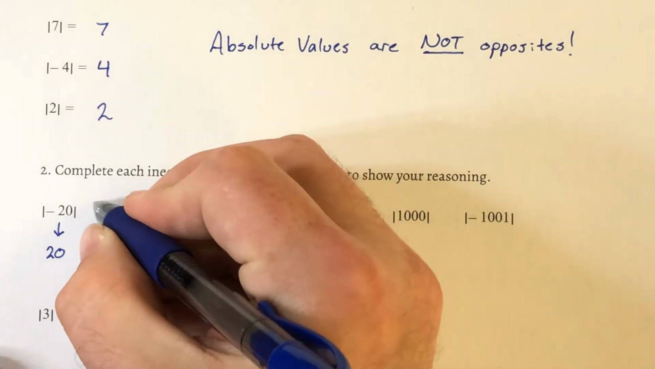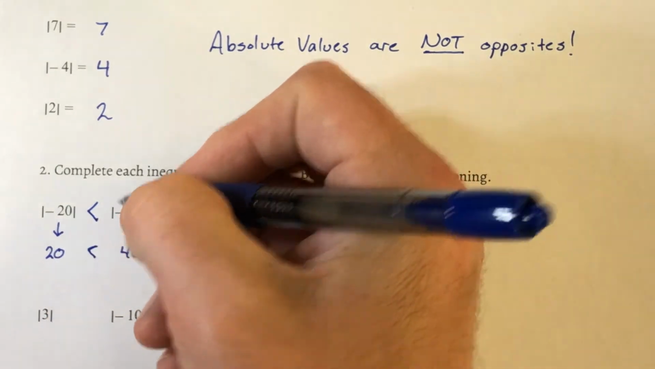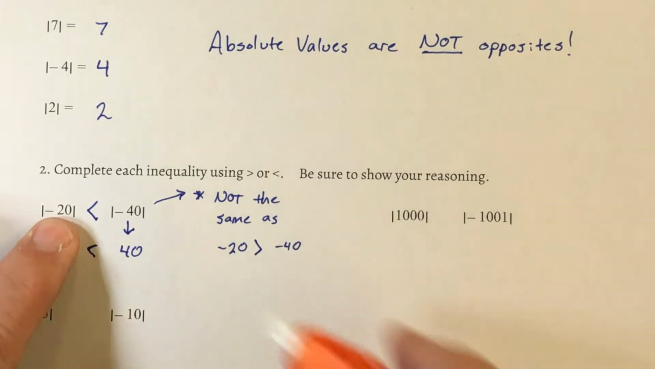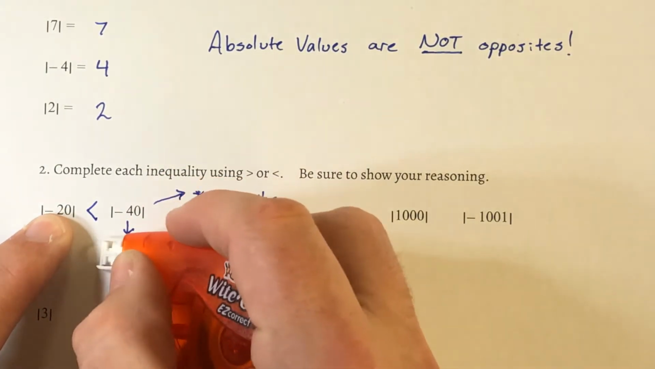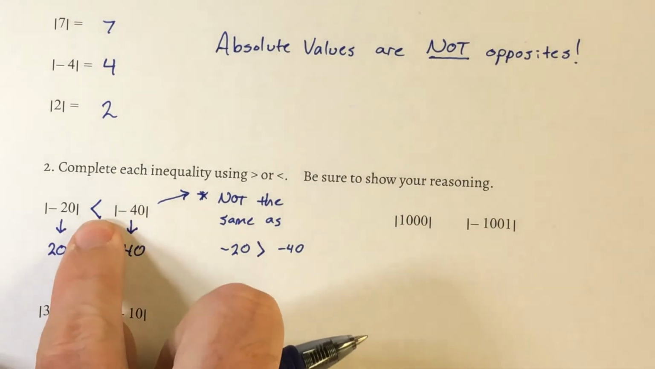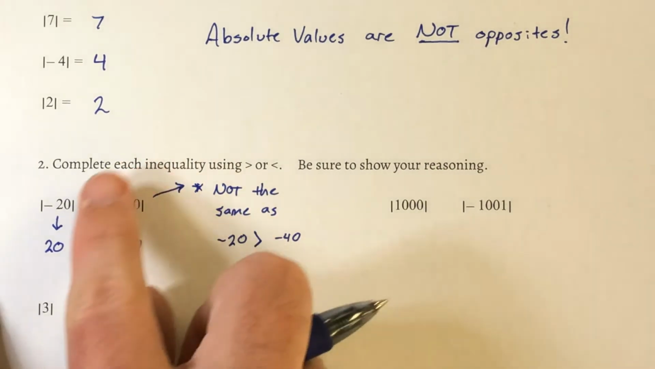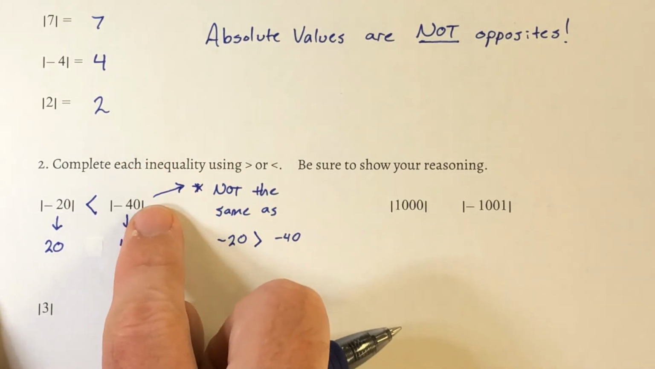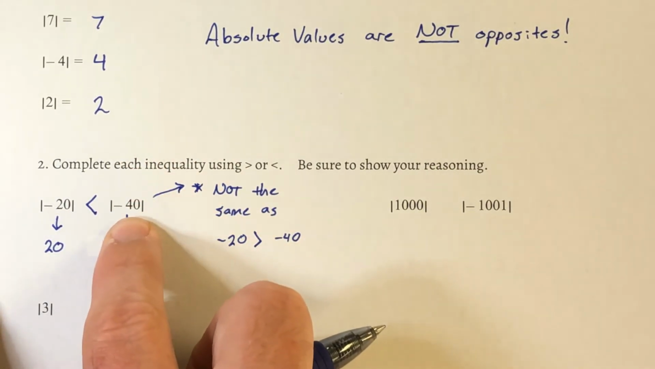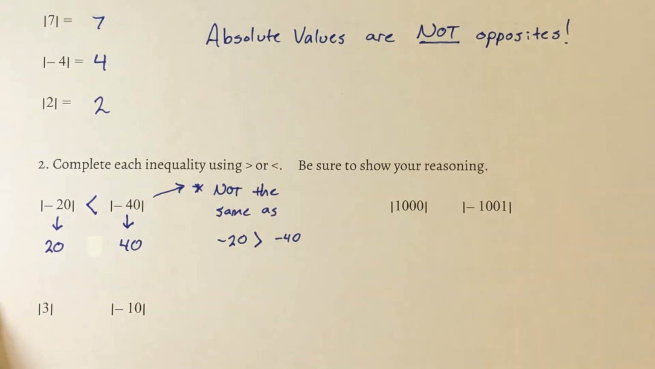So we're going to say, I should have written it up there, we're going to say absolute value of negative 20 is less than absolute value of negative 40. In other words, we're saying negative 40 has a much larger distance from 0 than negative 20 does.